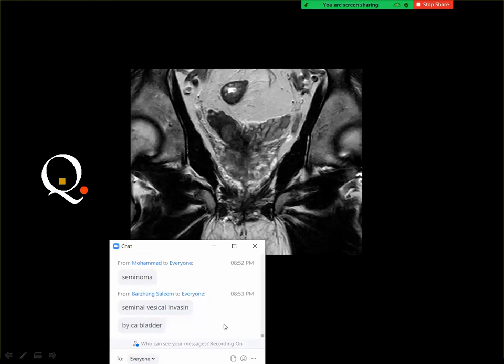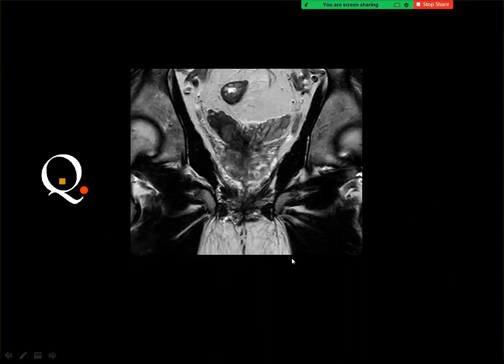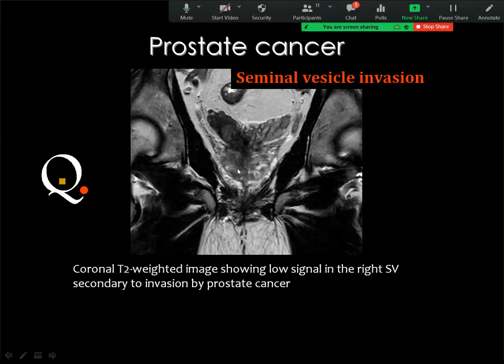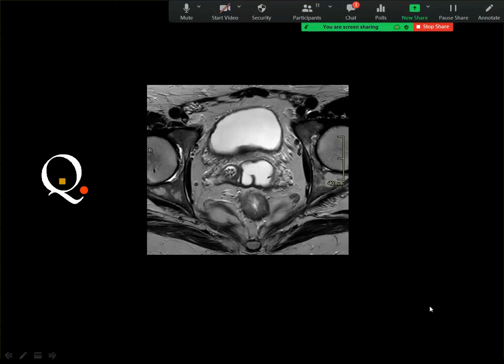Seminal vesicle invasion by the bladder is not shown here, but I think this is a prostatic cancer that is invading the seminal vesicle, yes. You know that the normal seminal vesicle in T2 weighted image is a fluid containing multilocular structure. But whenever it is invaded by prostatic carcinoma or bladder carcinoma, you get alteration of the normal signal intensity into dark signal in the T2, and that will enhance after injection of contrast material.